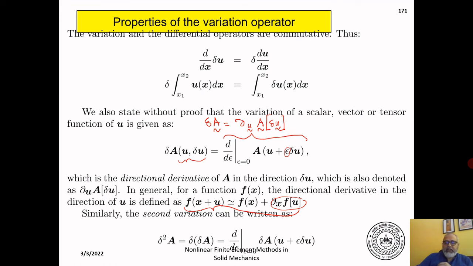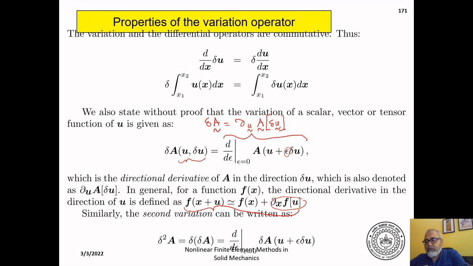You can extend this to get the second variation. So the second variation of A would obviously be the variation of the first variation of A, and will be given by the same formula. So delta of A is given by this formula. So delta of delta A would be given by d/d epsilon, epsilon tending to 0, of delta A evaluated at u plus epsilon delta u. So this is the second variation of the function A.